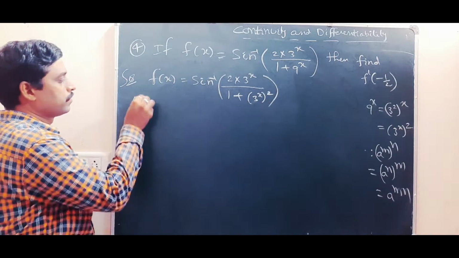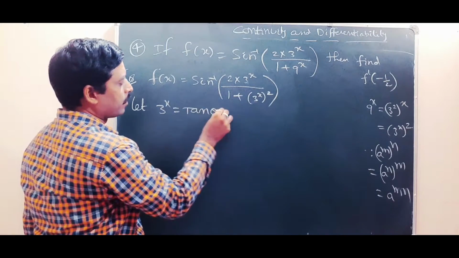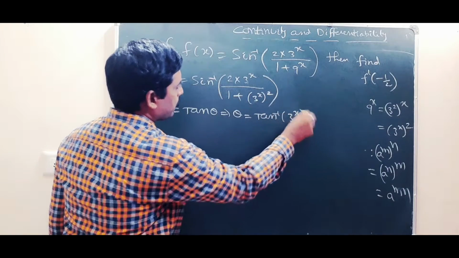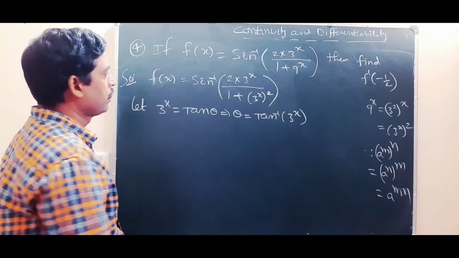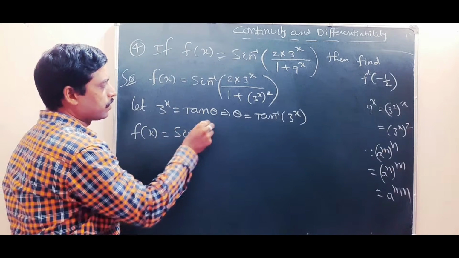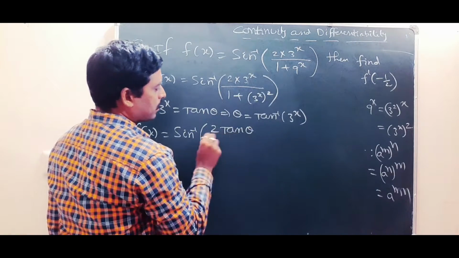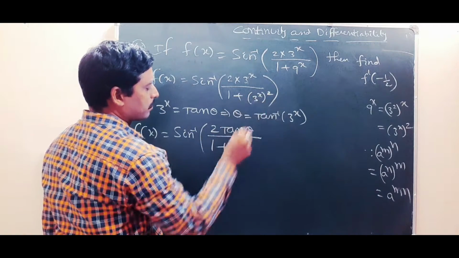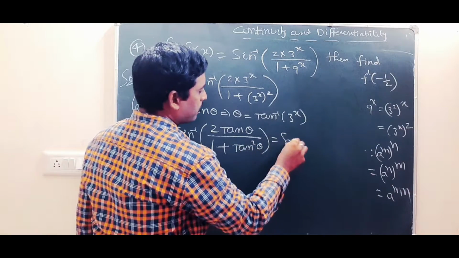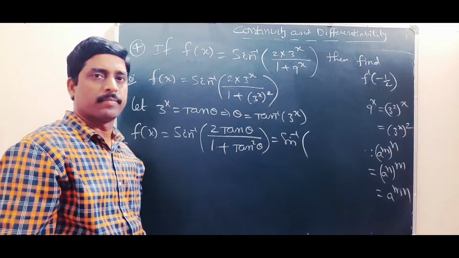So let us take 3 to the power x is equal to tan theta. Therefore theta is equal to tan inverse of 3 to the power x. Now f of x is equal to sine inverse of 2 into 3 to the power x over 1 plus 3 to the power 2x. We should write tan theta: it will be sine inverse of 2 tan theta by 1 plus tan square theta.